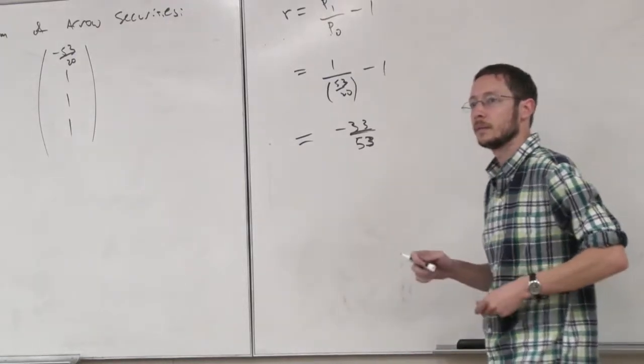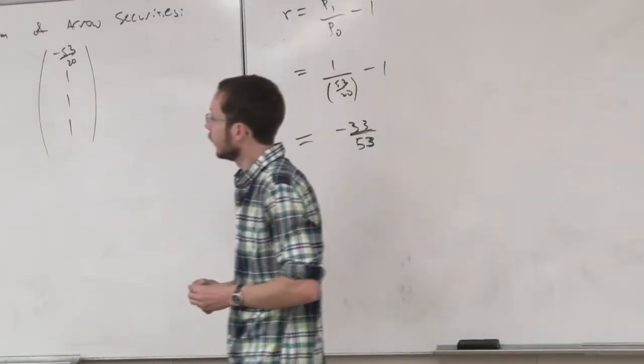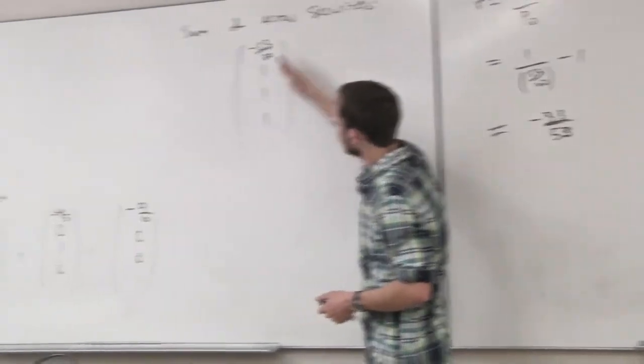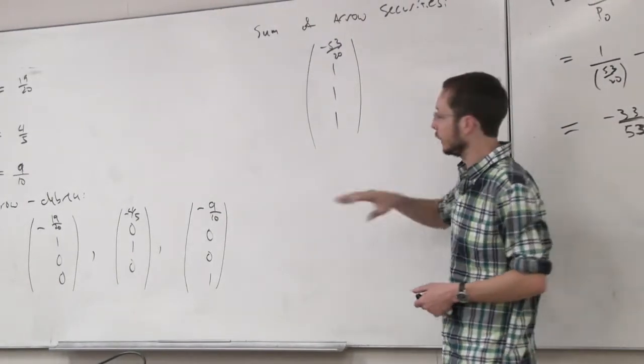So why the sum of Arrow securities? Why would you add them up? Just because we want to cook up a risk-free asset. Oh, okay. Yeah, it's sort of a freebie.